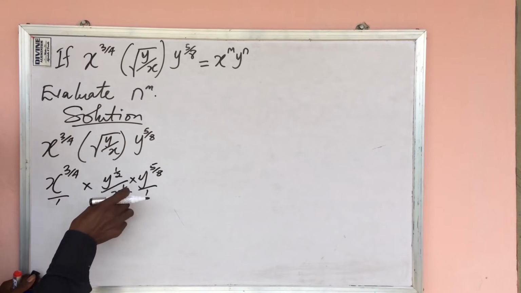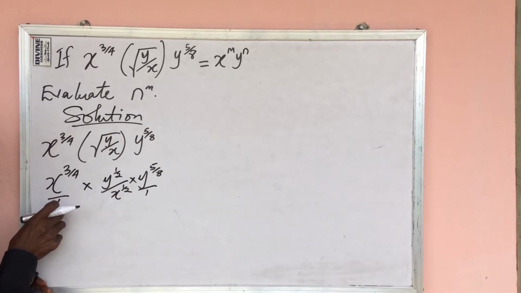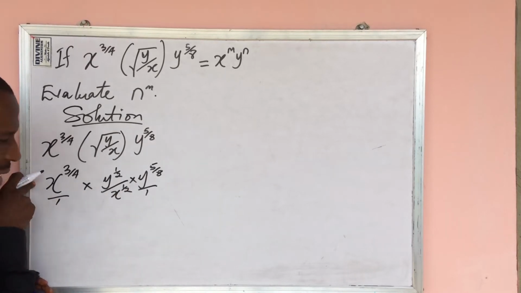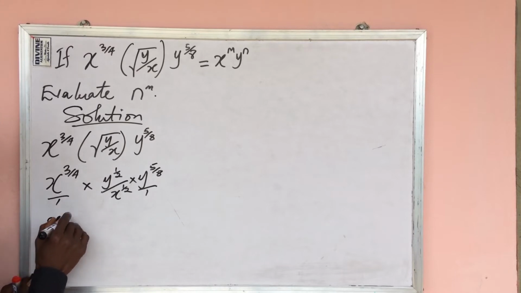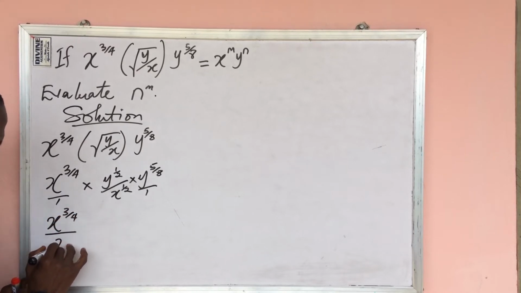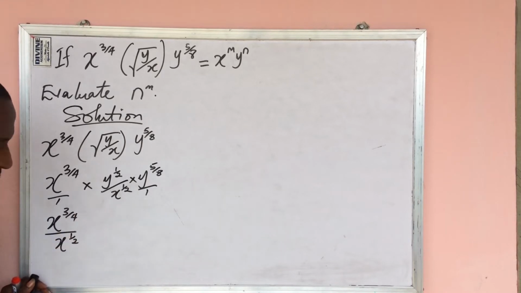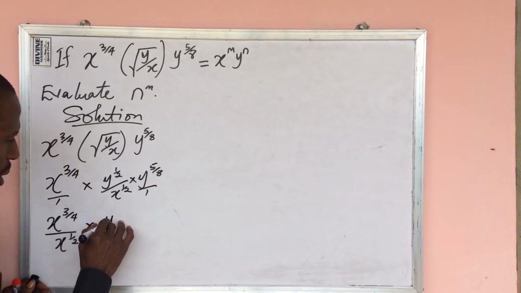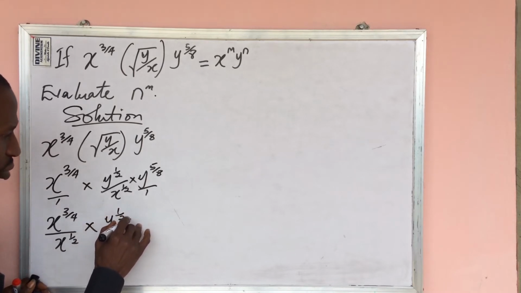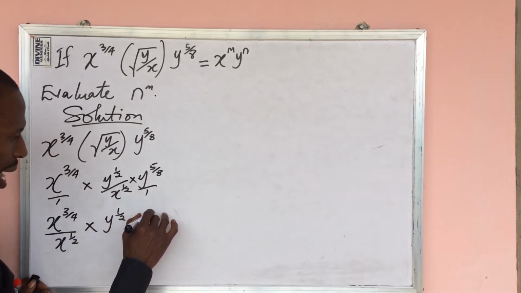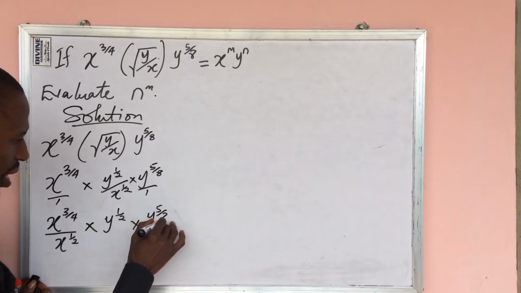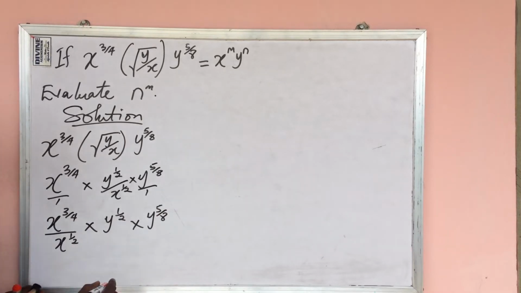From here, we can now shift this to this because here we are having x. So this will give us x to the power of 3 over 4 over x to the power of 1 over 2. It has not changed anything. There, times y to the power of 1 over 2 times y to the power of 5 over 8. All right, so with this, let's proceed.